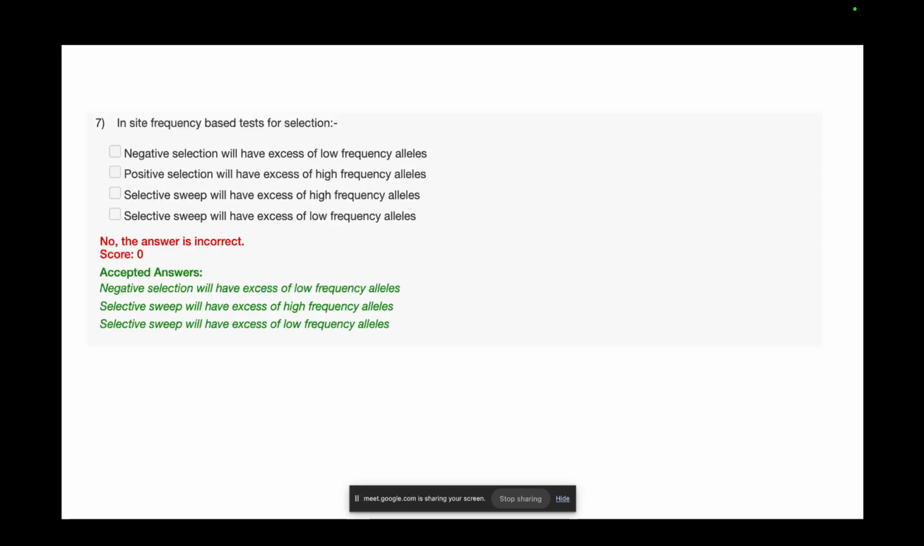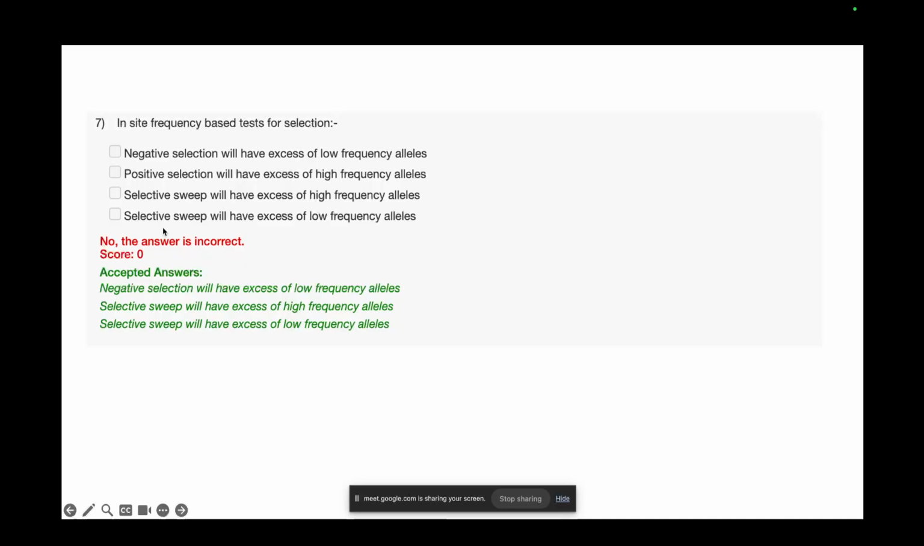That is not true, because if positive selection is occurring, some variants will have their frequencies increased or be in the population more. But that doesn't mean you have very high frequency alleles. And there's a difference between positive selection and selective sweep, right? Positive selection is basically selection of that variant to be propagated to the next generation. For selective sweep, it is selection of that variant, and in the upcoming generations, the frequency becomes very high. So the second option is actually not correct, but selective sweep will have an excess of high frequency alleles.